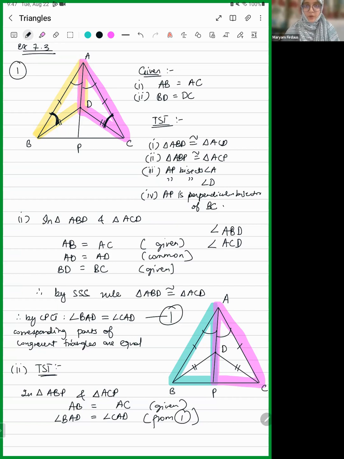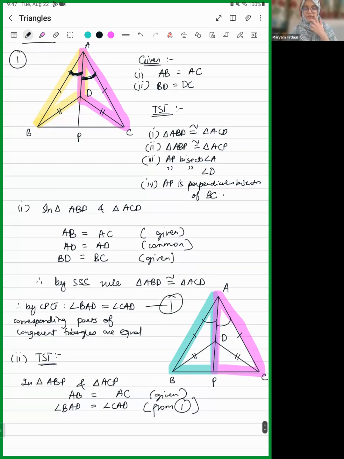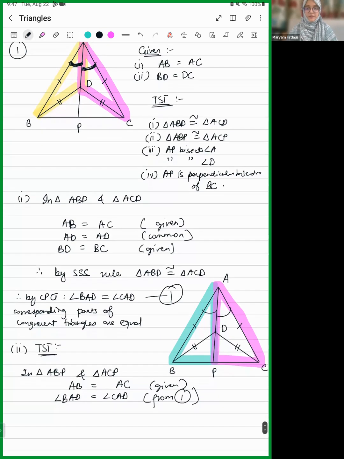Do you understand what corresponding means now? Yes, ma'am. Okay. So similarly, this angle over here, angle BAD, will be corresponding to angle CAD. So they are equal. We have written by CPCT, angle BAD is equal to angle CAD. Till here, is it clear, Abdul Jabbar? Yes, ma'am. Even now, if there is any doubt at all, please feel free to ask.